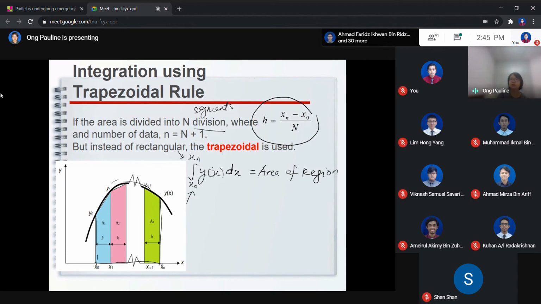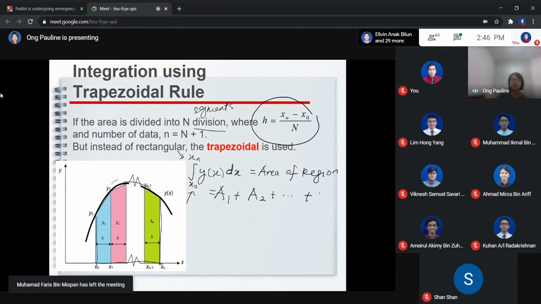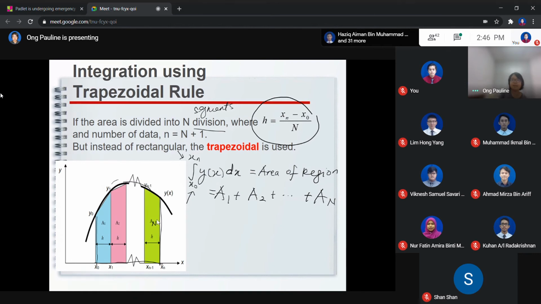We know that the relationship between the integration and the area of region is like this. Now we try to approximate the area of region by using n trapeziums. Meaning that I need to sum up area 1, area 2, until area N, where I use the capital N here. Now let us look at the equations for area 1.